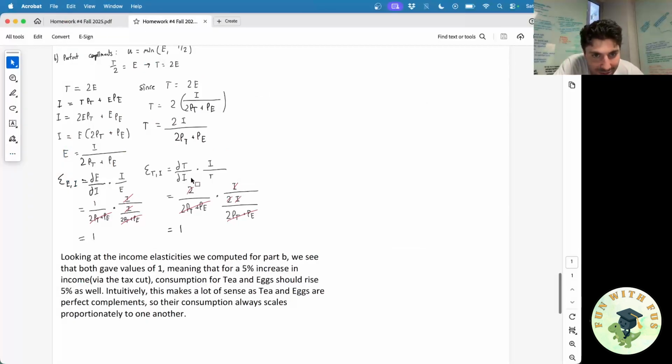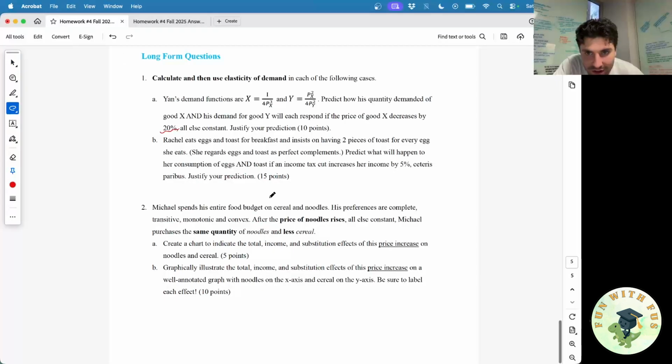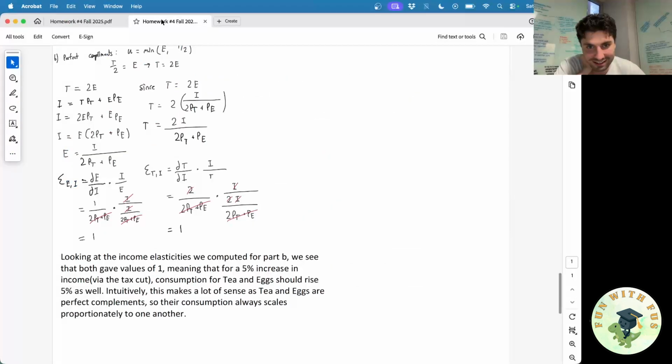So I don't know, it looks pretty standard to me, and I guess it came out to be 1. So if my income tax cut increased my income by 5%, then I would see a 5% increase in both my egg and toast consumption, assuming both of these are normal goods, meaning that for a 5% increase, consumption should rise by 5%.